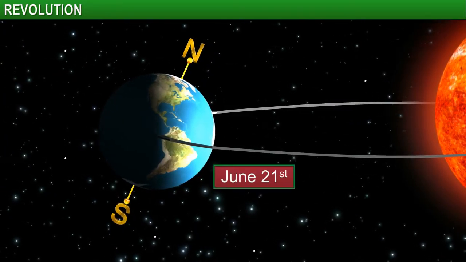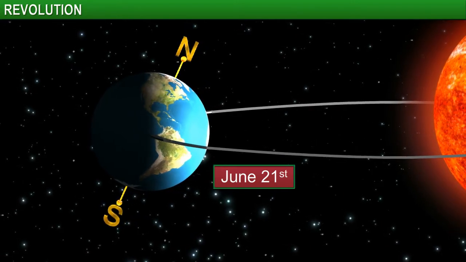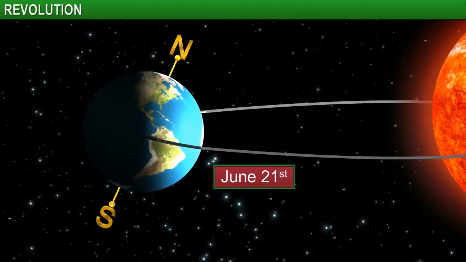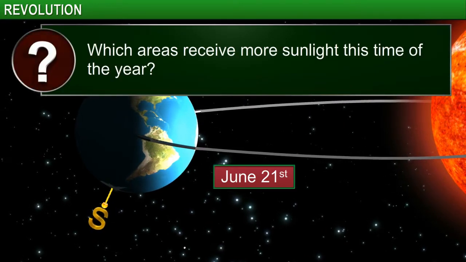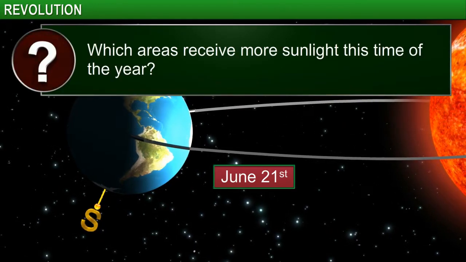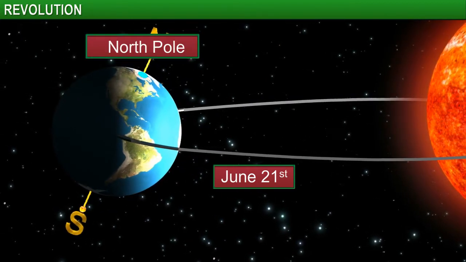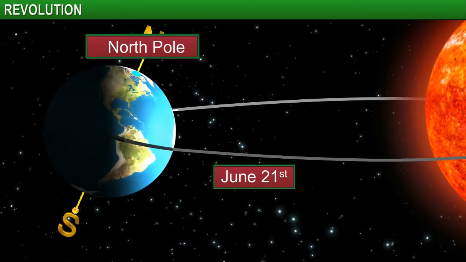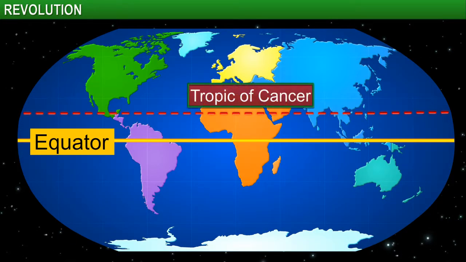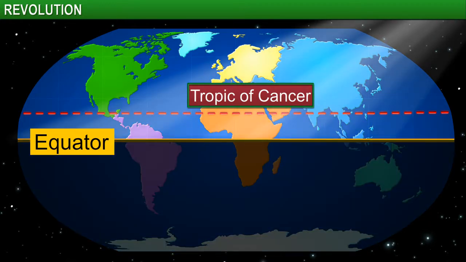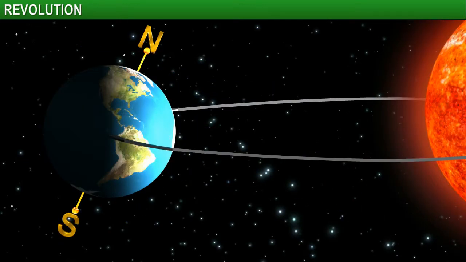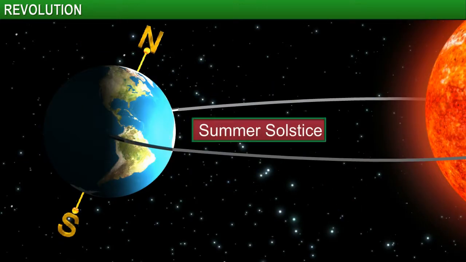On June 21st, the position of the Earth is as seen here. Try and identify the areas that receive most of the sunlight due to the tilt. As you can see, the North Pole is tilted towards the Sun. You will recognize this area as the Tropic of Cancer. This area receives direct sunlight, and as a result, it is summer in the Northern Hemisphere. This position of the Earth is called the Summer Solstice.